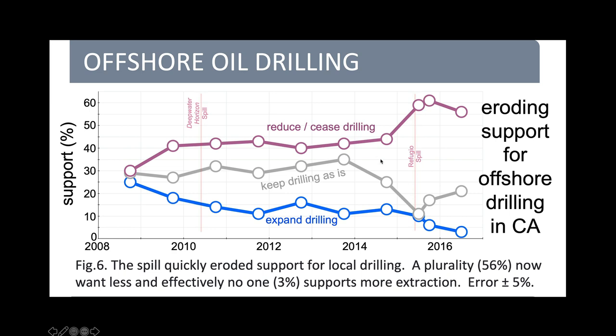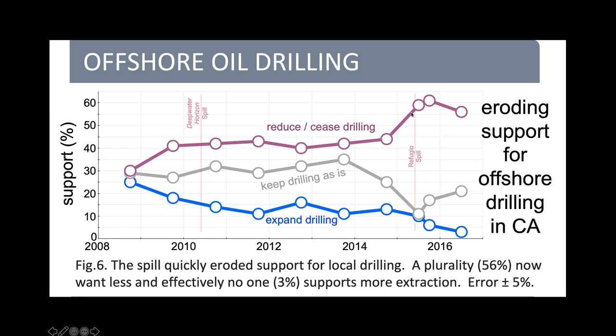With Refugio, we actually have significant deviations. In fact, we have also been seeing something of a continuous decline in people that want to expand drilling. So right now, people that want to expand drilling are not significantly different from zero, so we don't even know if statistically speaking anybody wants to expand drilling. What we have seen is an increase in the proportion of people that want to reduce or cease drilling, and a reduction in the amount of people that want to just keep doing business as usual.